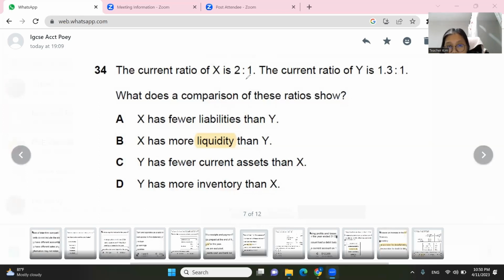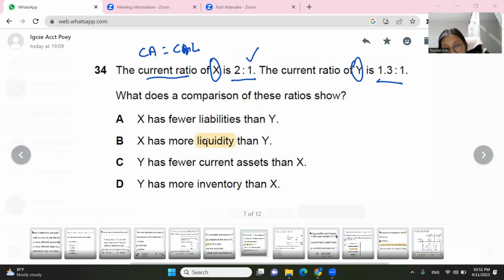Okay, the current ratio of X is 2 to 1. The current ratio of Y is 1.3 to 1. So here is X company, here is Y company. What does a comparison of these two ratios show? Current ratio is current assets to current liabilities. It shows the ability to pay short-term debt. So comparing these two, X is better than Y. X has fewer liabilities than Y? We do not know because this is just a ratio, not the number. So we don't know whether more or less.